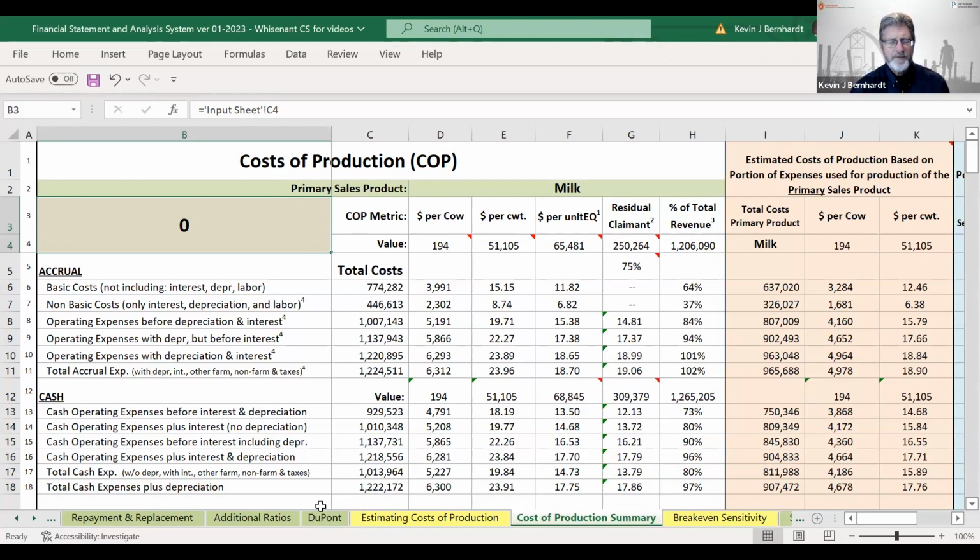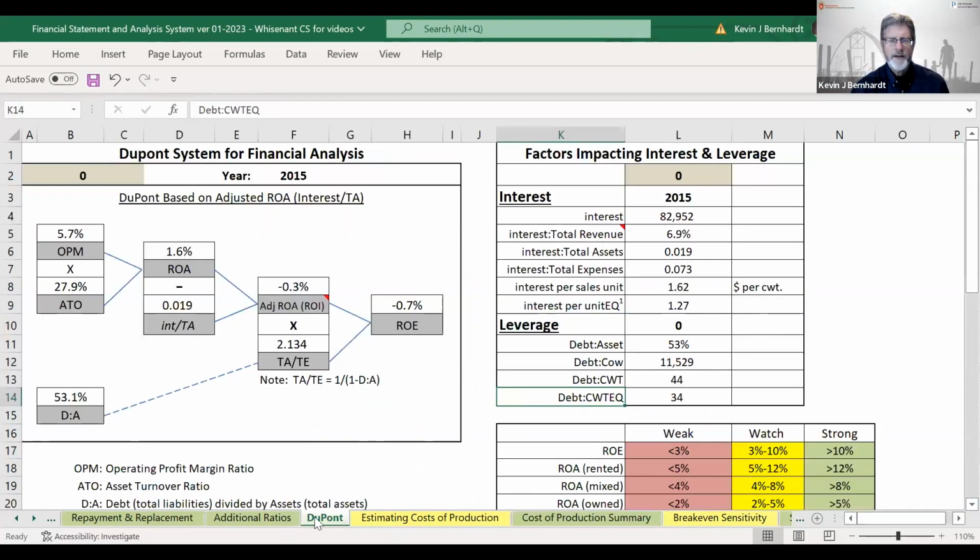Okay, the next type of analysis then is the DuPont system. The DuPont system is for doing a deep dive in profitability, as our visuals showed before. Down at the bottom, there's a tab called DuPont. If I click on that DuPont one, you can see this figure over here on the left, and that kind of matches up to the figure that we saw in the visual earlier.